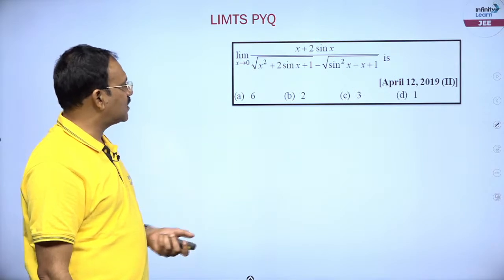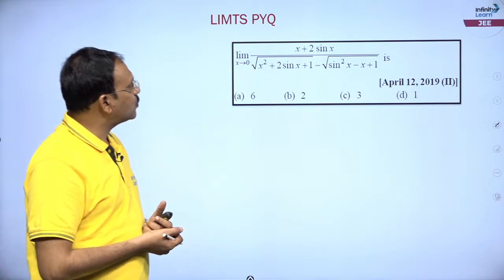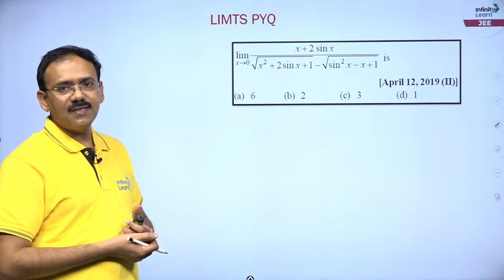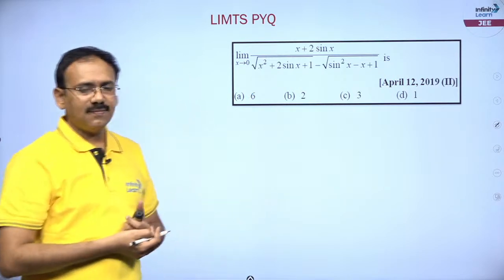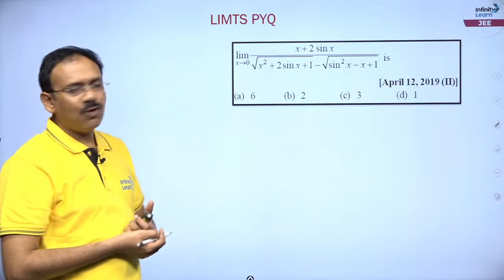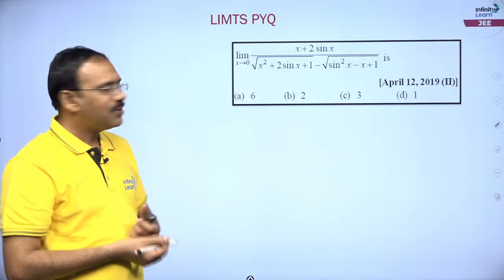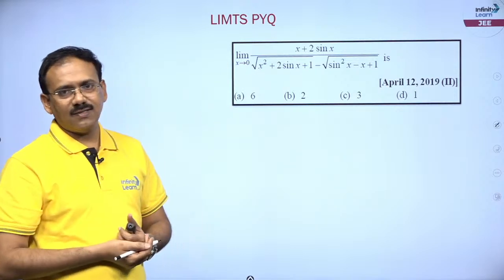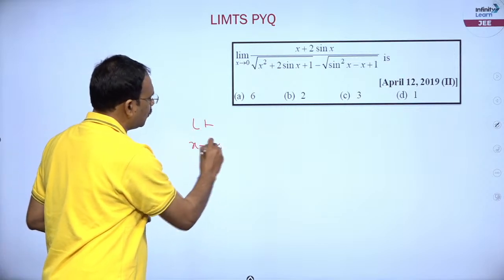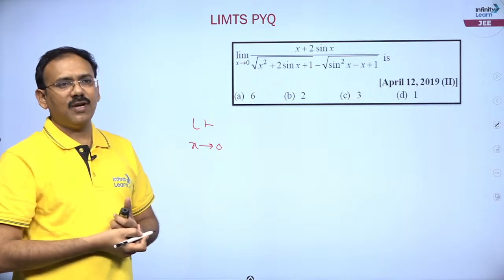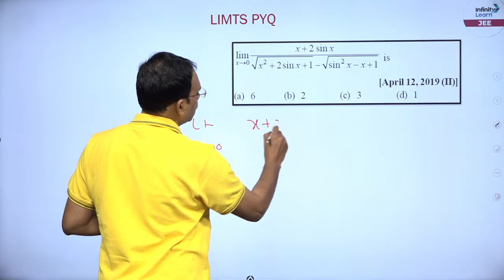Yeah, this is the question. Limit as x tends to 0, x plus 2 sin x by, this is given. If you put x tends to 0, 1 minus 1 is 0, 0 by 0 undoubtedly. So to proceed further, undoubtedly we need to rationalize. Okay, let me write the next step, limit as x tends to 0. Yeah, you just try to rationalize, dear students. This is x plus 2 sin x.